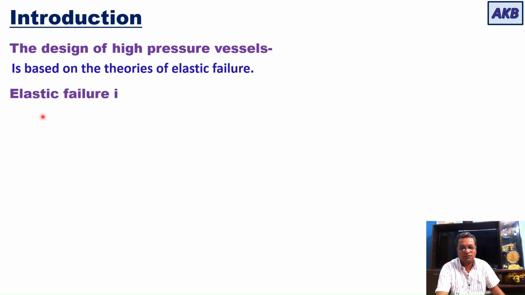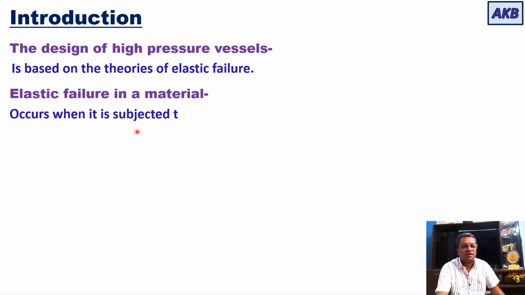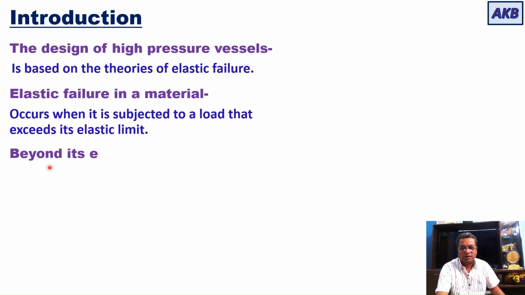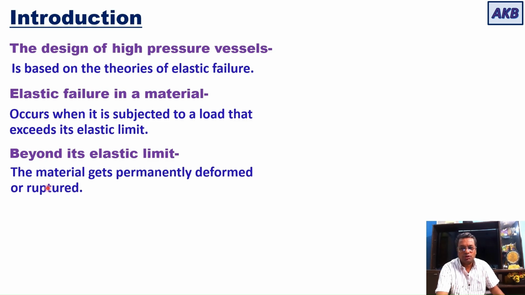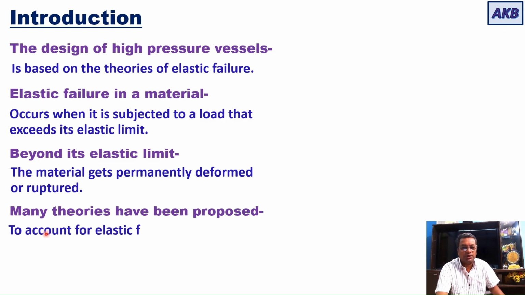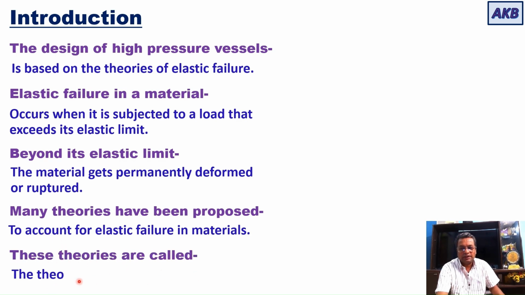As far as elastic failure is concerned, elastic failure in a material occurs when it is subjected to a load that exceeds its elastic limit. When the elastic limit of a material is crossed, the material gets permanently deformed or permanently ruptured. Many theories have been proposed to account for elastic failure in materials. We call these theories the theories of elastic failure.